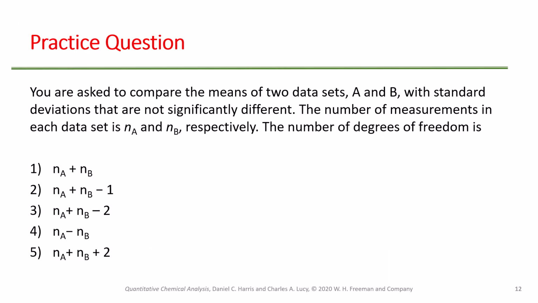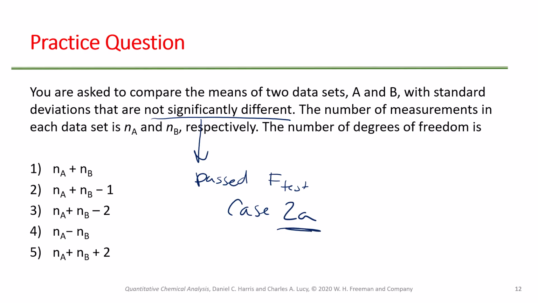Here's a practice question. You are asked to compare the means of two data sets, A and B, with standard deviations that are not significantly different. The number of measurements in each data set is NA and NB respectively. The number of degrees of freedom is? So this is only with the case 2A. If it fails the F-test, you have a very different equation for degrees of freedom. So for case 2A, it's going to be NA plus NB minus 1. Or sorry, I got that one wrong. NA plus NB minus 2.